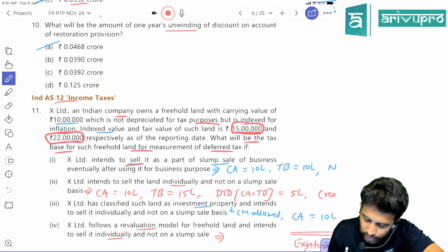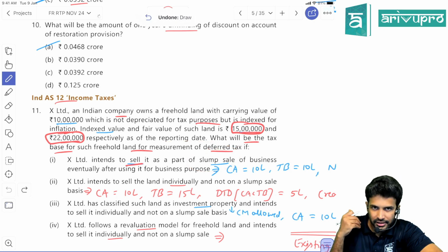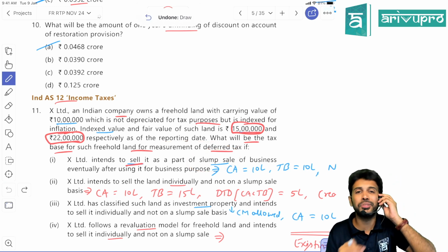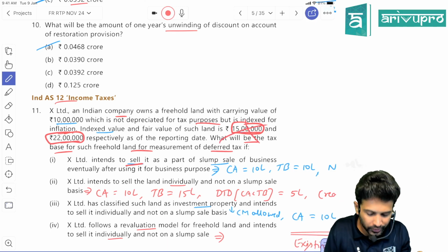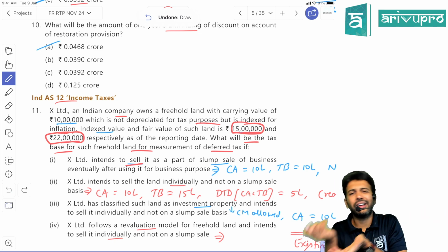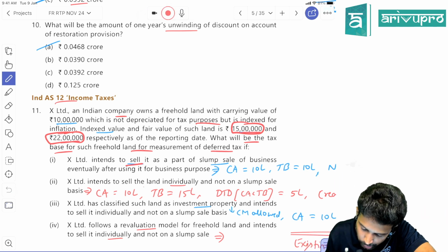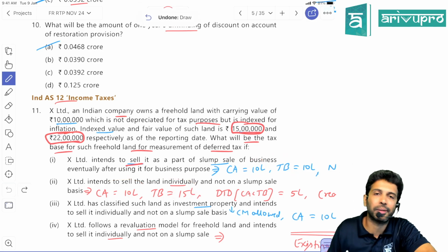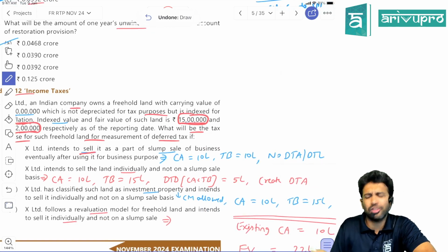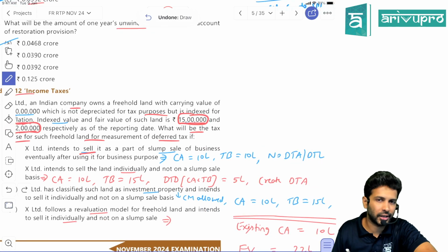Okay, great. Now in the first scenario, the company will sell it not individually, but on a slump sale basis. So on a slump sale basis, will you get that indexed benefit of 15? No. That means the carrying amount and tax base here will be the same. The carrying amount is 10 lakh, tax base also will be 10 lakh in the first case. Is there any difference? No. So that means no DTA or DTL will arise in this first scenario.